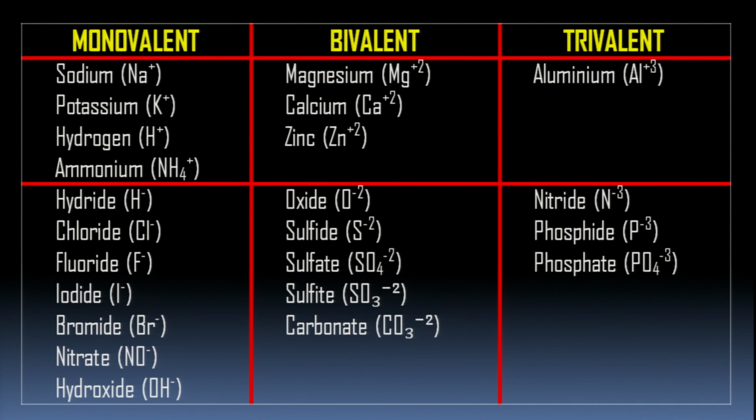Oxide 2-, sulfide S2-, sulfate, again a group of atoms, SO4 2-, sulfite SO3 2-, carbonate CO3 2-. These are bivalent. What about trivalent? Trivalent are aluminium Al3+. Nitride N3-, phosphide P3-, and phosphate, it's a group of atoms, PO4 3-.